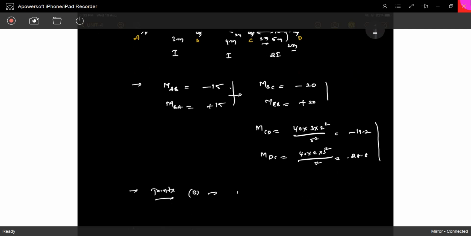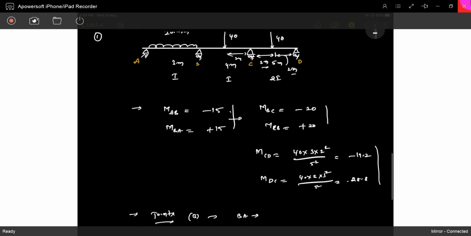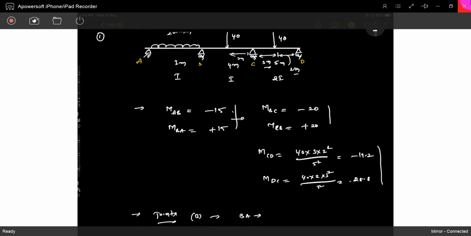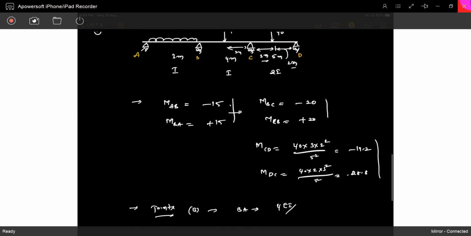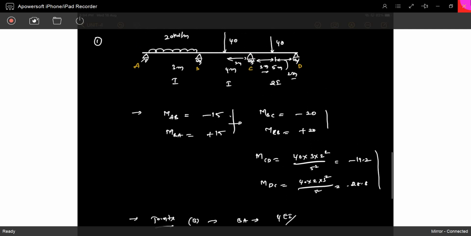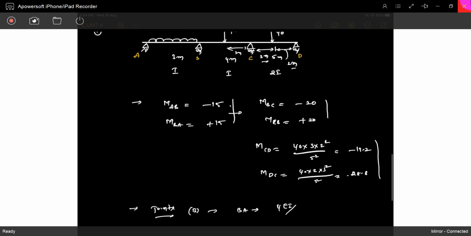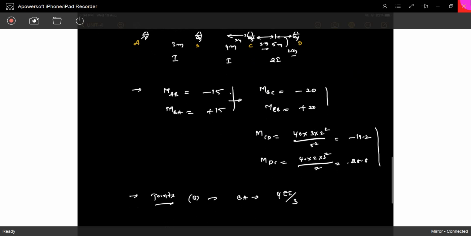So find the distribution factor at joint B. Stiffness of BA: A is a hinge joint. What is that value? 4EI by L. Normally there is no need to write EI because everything is the same, but in this case EI is changing, so we have to write it. So 4I by L with L as 3.